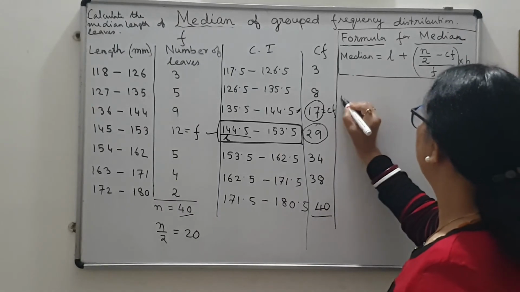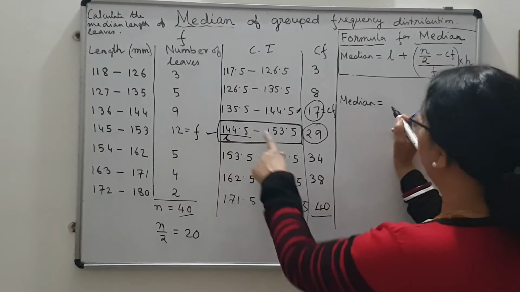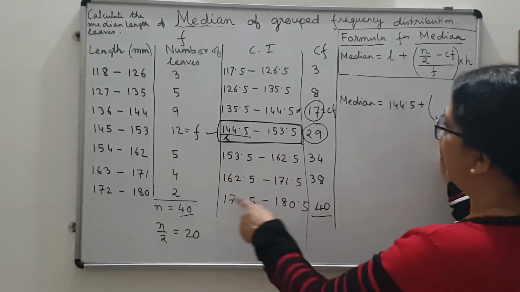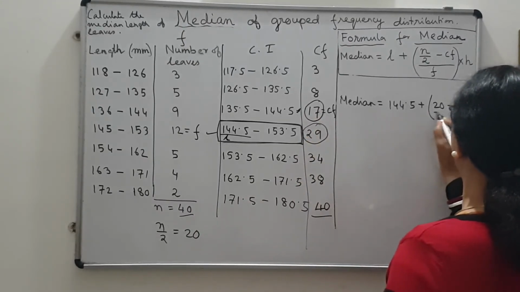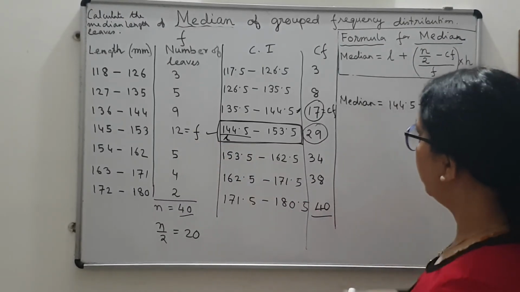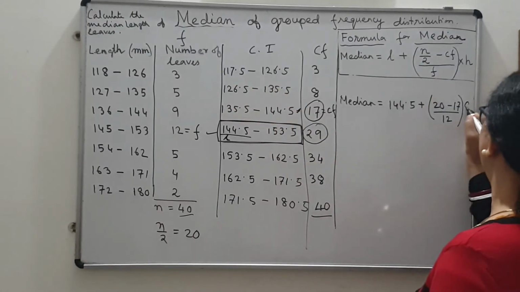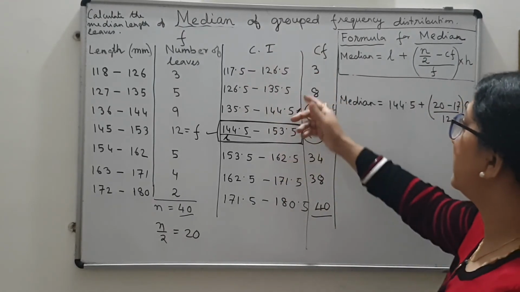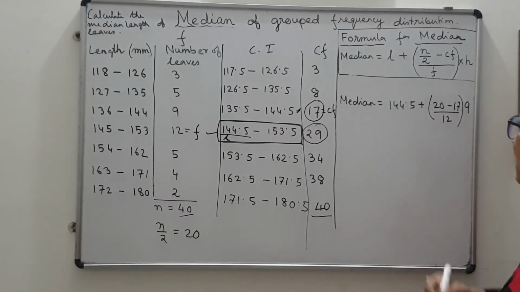So therefore the median will be L, which is 144.5, plus n by 2 is 20, CF is 17 and F is 12. And what is h? h is very easy, you can see it is 9. That is, the uniform class size is 9. After we have made it continuous, very easy, we can find 126 minus 117 is 9. So now a simple calculation.